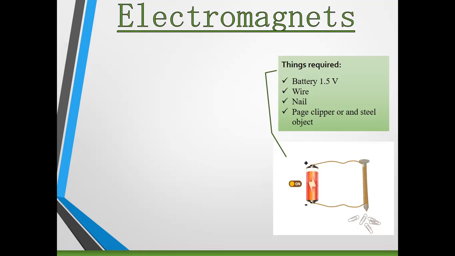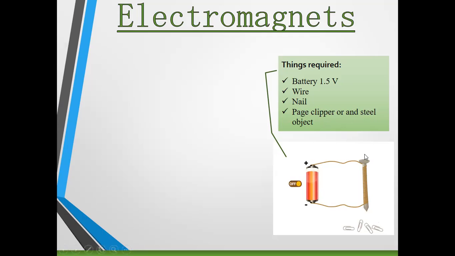We can prepare our own electromagnets. How can we prepare our own electromagnet? We only need these things: a battery, wire, a nail or any iron rod if you have, and a paper clip or any small steel object that can be attracted by our small electromagnet. So we need such a thing that can be attracted by our electromagnet.